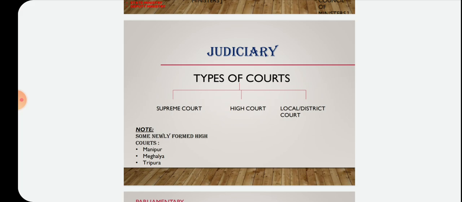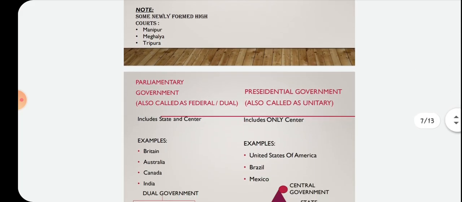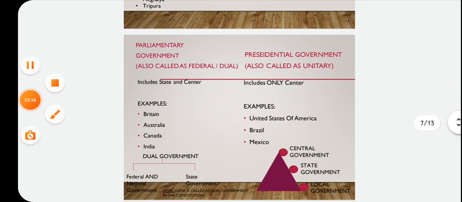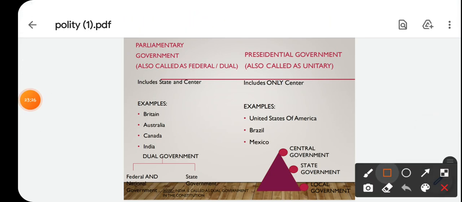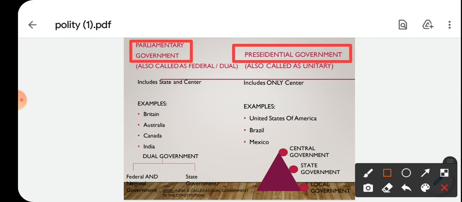Moving forward, let's discuss what are the types of government. There are two types of governments basically. One is parliamentary government and the second one is presidential government. This parliamentary government is also known as federal or dual government. And this presidential government is also known as unitary government. Right, this is all about the types of governments.